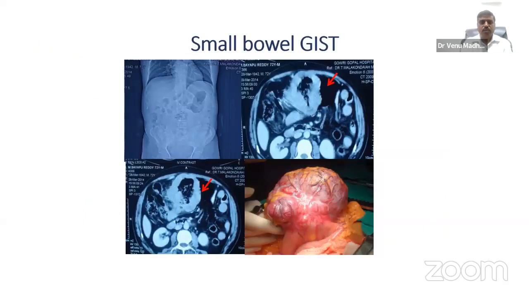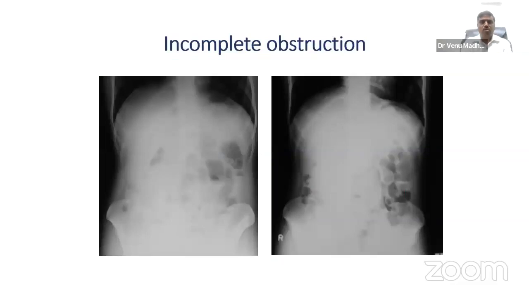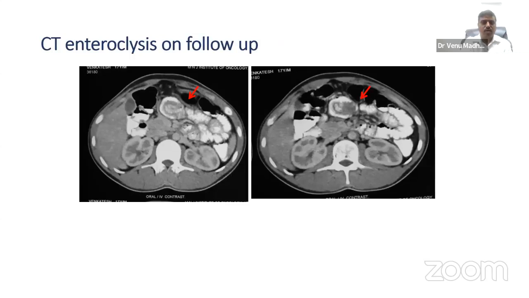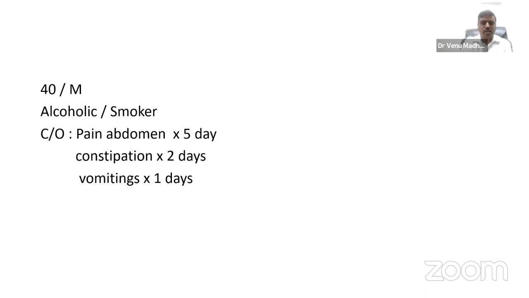Again, CT can give you surprises. In a case of small bowel obstruction, the small bowel wall is grossly thickened, and this was a case of GIST of the small bowel. Coming to incomplete obstruction, this patient had an X-ray showing some air fluid levels with gas in the colon. So this patient was managed conservatively and his obstruction got relieved. But in recurrent attacks, we did a CT enteroclysis which showed an intraluminal growth. So even if the patient gets relieved, if you do a CT enteroclysis, we can identify the growth.